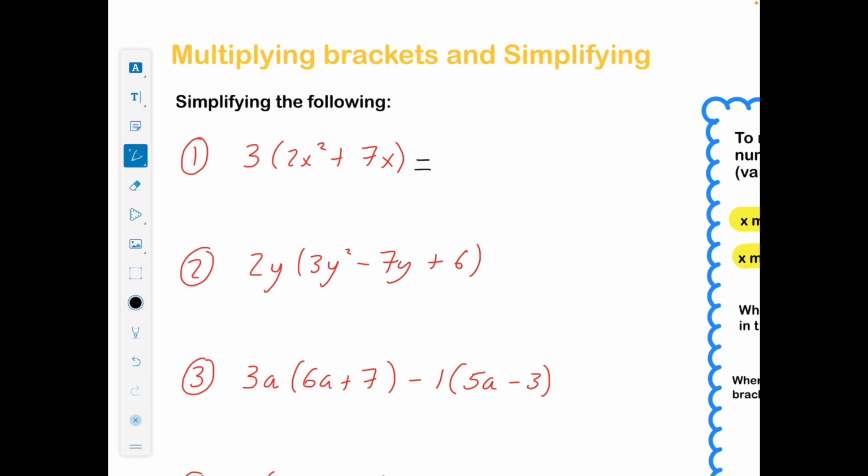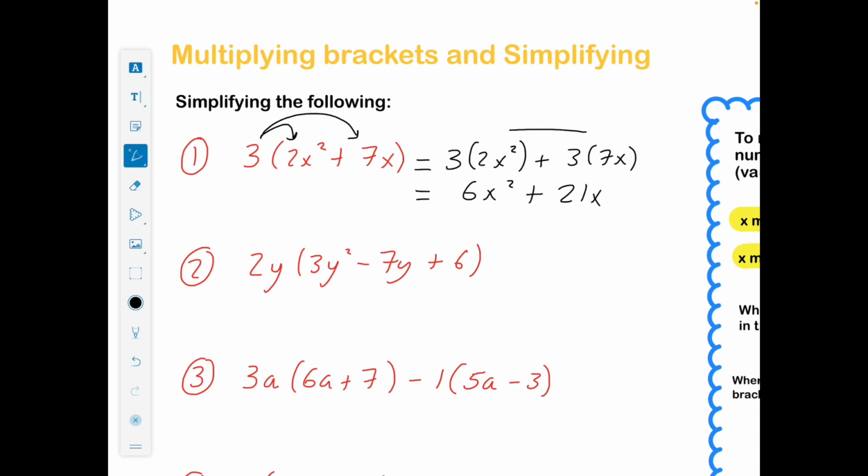So for the first one here, after a bit of practice, you can stop writing it out like this. It depends what way your teacher does it as well. So the first thing I'm going to do, I'm going to multiply the 3 by the 2x squared, and then I'll multiply the 3 by the 7x. That will give me 6x squared. So 3 by 2 is 6. And then 3 by 7 is 21x. Again, can't add those together. Remember, can't add x squareds and x's.